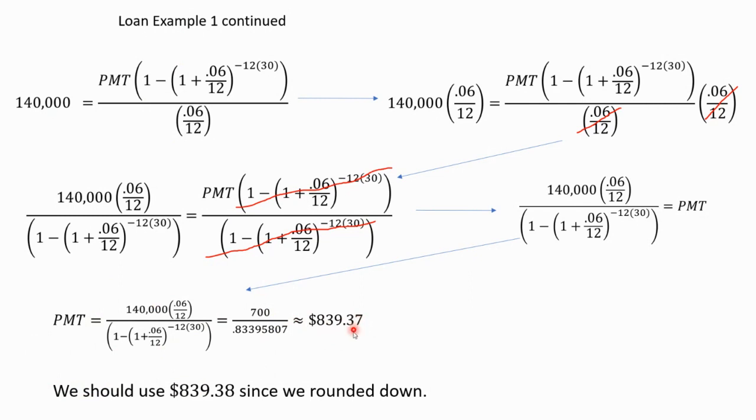But remember, you want to pay off the loan, right? So that's why I wrote down here $839.38. Instead of rounding down, I rounded up here. I know the book does that, and really it's what you should do because you want to pay off the loan. Okay, I think we're out of time actually, so let me stop here. Okay.